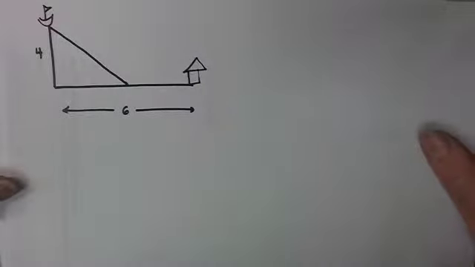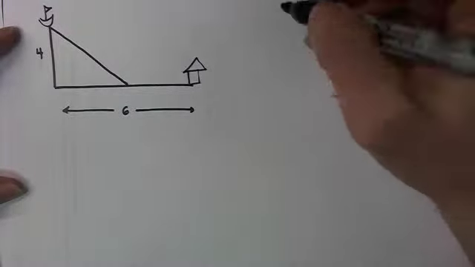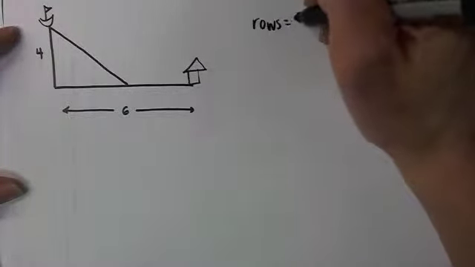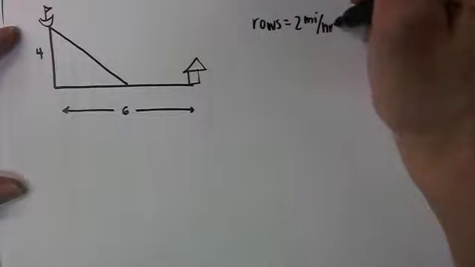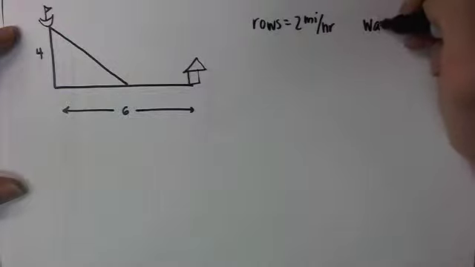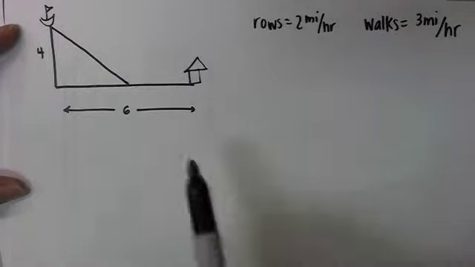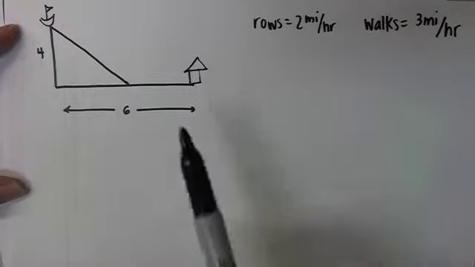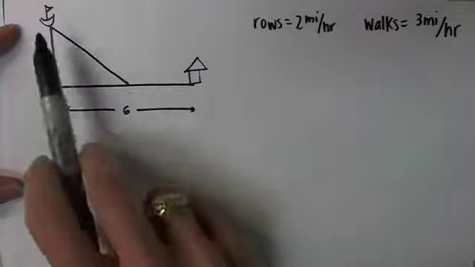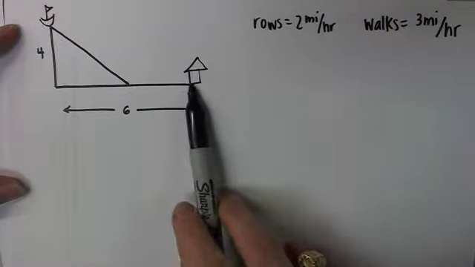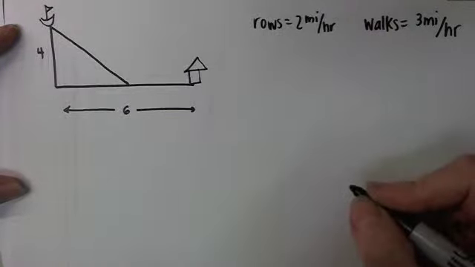Alright, I thought I would post the solution to the group quiz problem from yesterday since most of you had trouble setting it up. So we're told that she rows 2 miles per hour and she walks at a rate of 3 miles per hour. And then we're asked where would she need to row to in order to minimize her travel time to the restaurant if she's 4 miles offshore and the restaurant is 6 miles downshore from her.